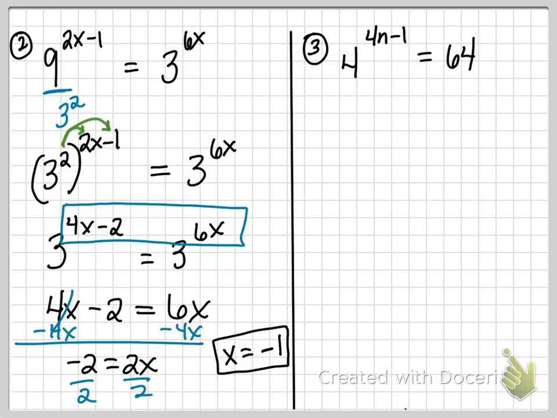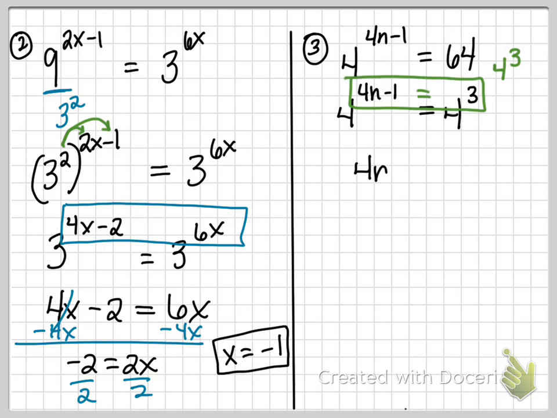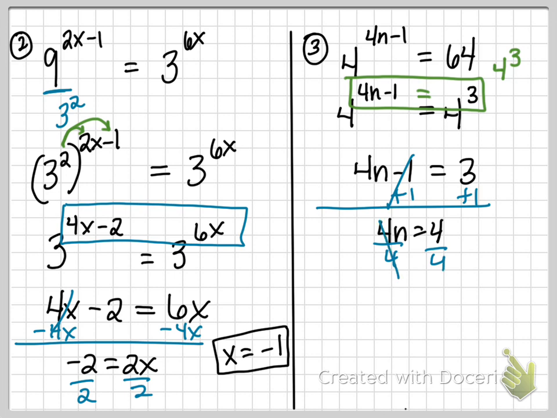Okay, we can leave this one then as 4 to the 4n minus 1. How can we rewrite 64? 4 to the third. So we're going to say 4 to the 4n minus 1 is equal to 4 to the third. Now that our bases are the same, we can set just our exponents equal to each other and solve for n. So we get 4n equals 4. Divide by 4, divide by 4. n is equal to 1.